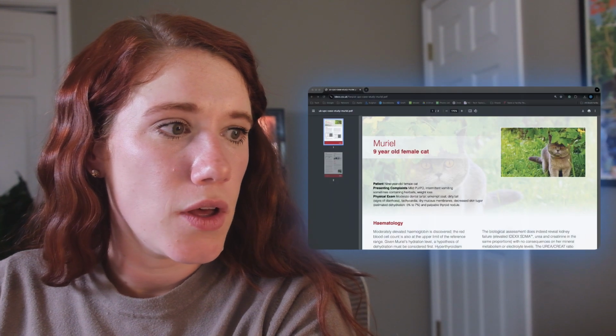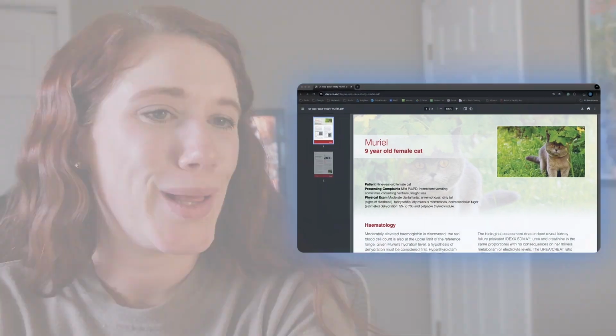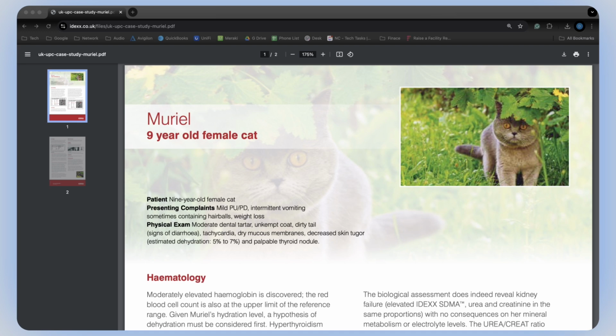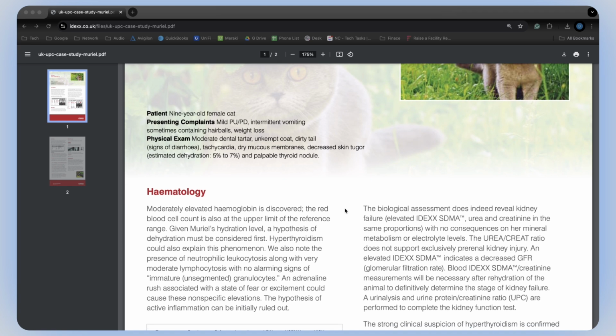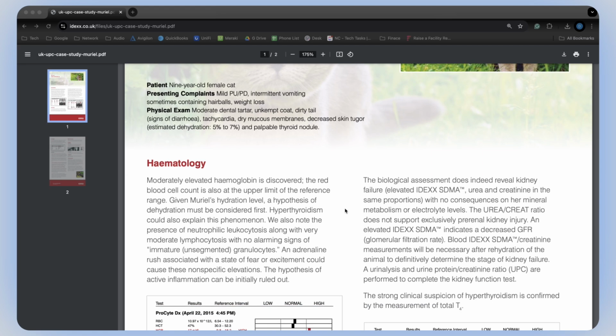All right, we have Muriel. Muriel is a 9-year-old female cat presenting with complaints of mild PU/PD and intermittent vomiting. Sometimes it contains hairballs. I don't blame you. Oh, look, she's a smush face. How cute. Sorry, brachycephalic. She does have an unkempt coat and a dirty tail on physical exam. It also looks like we may have some weight loss. We've got some signs of diarrhea, tachycardia, dry mucous membranes, decreased skin turgor. We're dehydrated. And a palpable thyroid nodule.